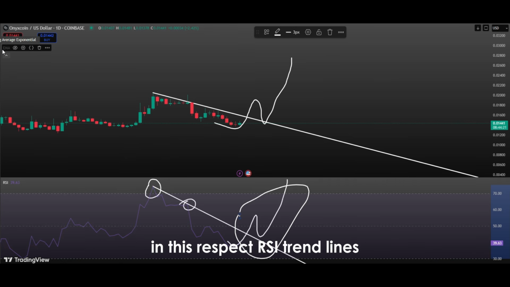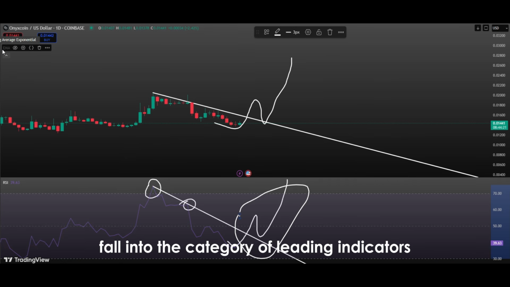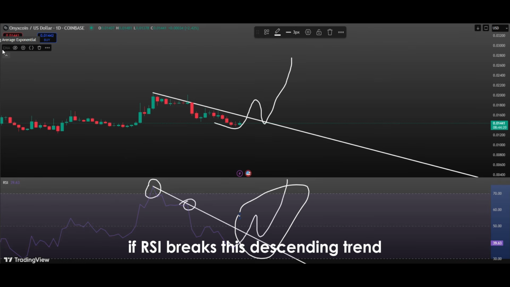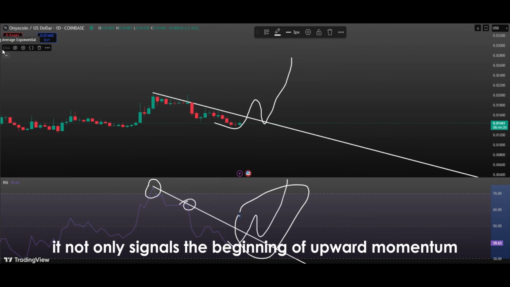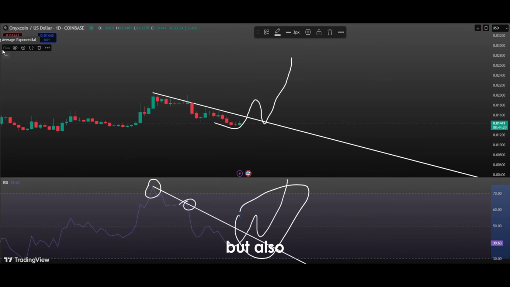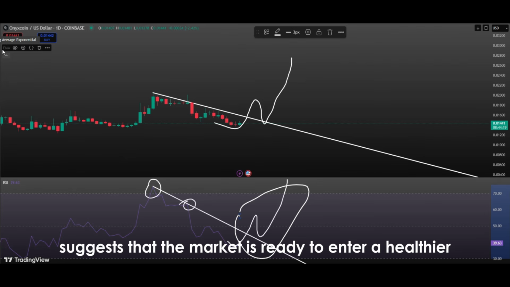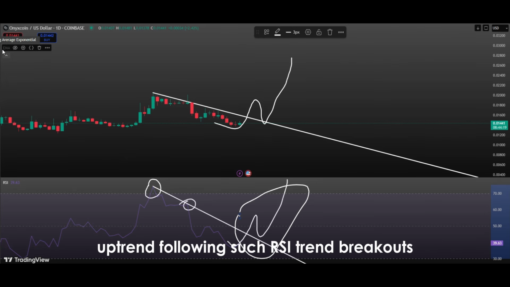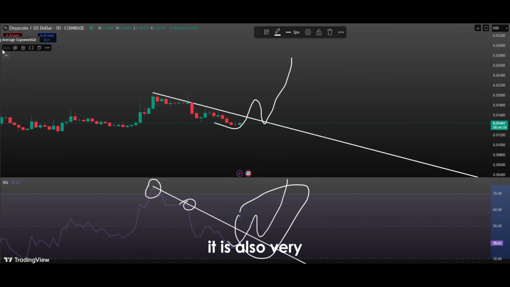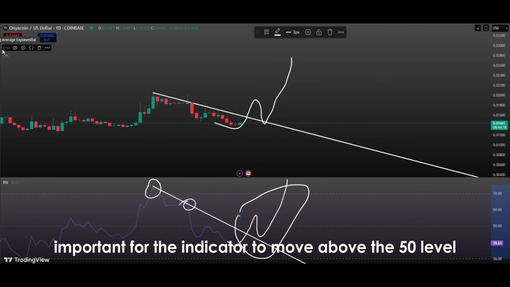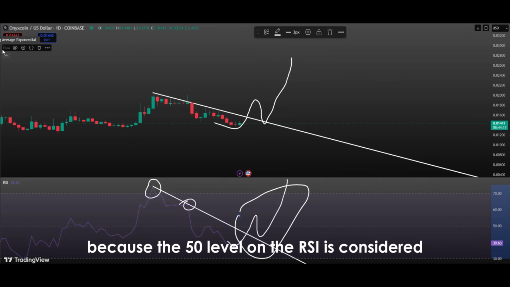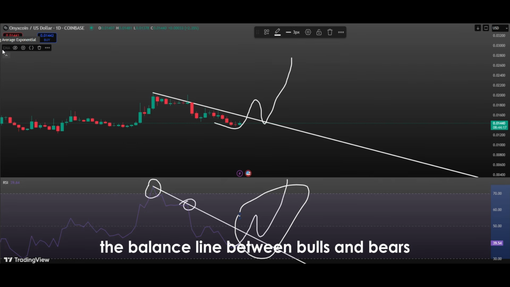In this respect, RSI trend lines fall into the category of leading indicators. If RSI breaks this descending trend, it not only signals the beginning of upward momentum, but also suggests that the market is ready to enter a healthier uptrend. Following such RSI trend breakouts, it is also very important for the indicator to move above the 50 level, because the 50 level on the RSI is considered the balance line between bulls and bears.